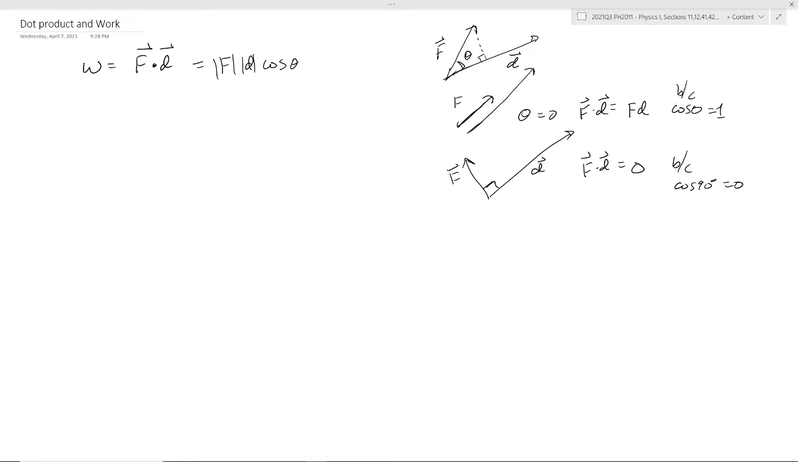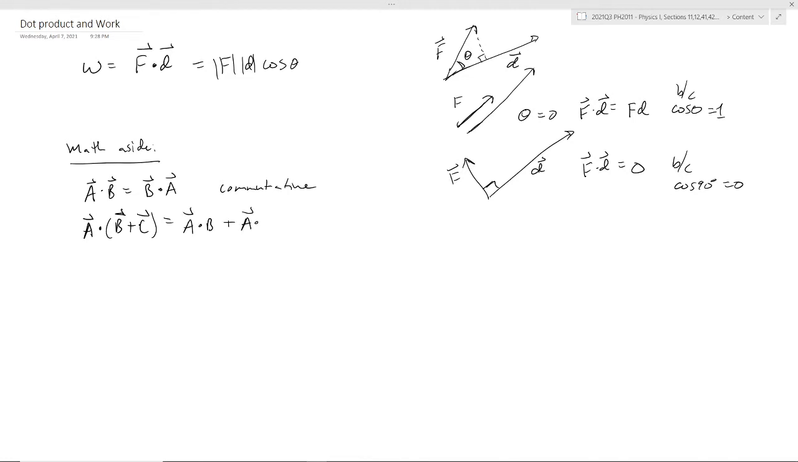Okay, so some technical details, a math aside here with the dot product. The dot product is commutative. So A dot B is the same thing as B dot A. This is not the same for all vector math operations, but it is for the dot product. It's also distributive. So if you have A dot B plus C, this is the same thing as A dot B plus A dot C. Both of these properties can be useful.